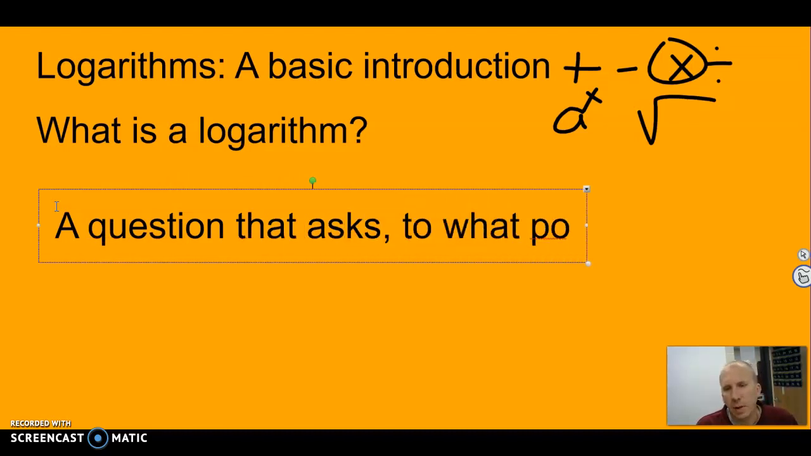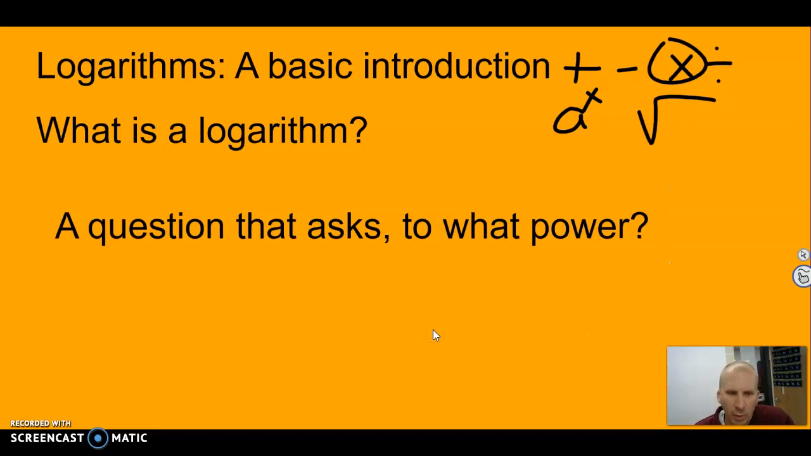to what power? So it's similar to a root in the way that a square root says what number to the second power. And it's similar to an exponent in the way that it's saying raising something to a power, but it's actually the opposite of an exponent. So it asks the question, to what power?